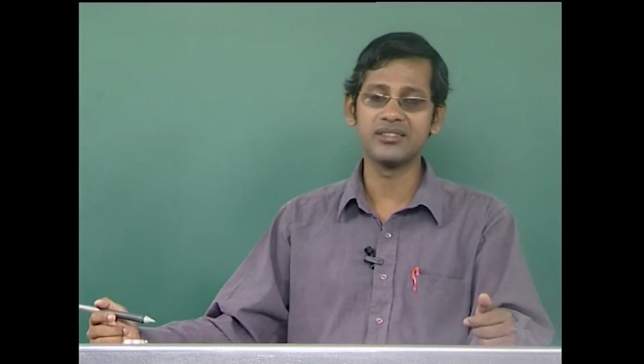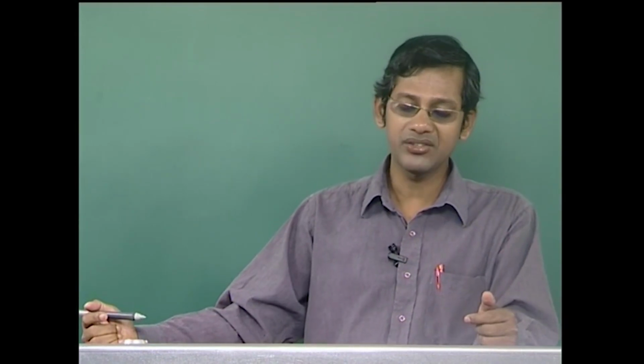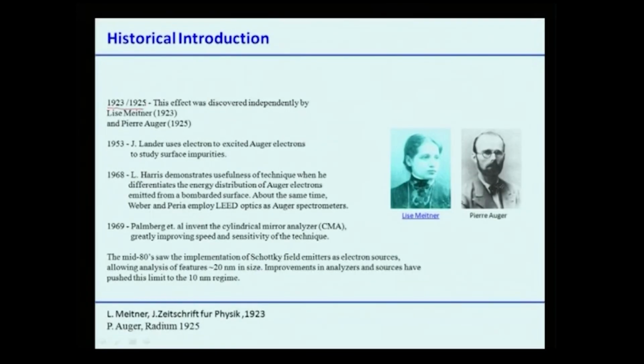To give you an idea of how the developments took place later on, let me talk in a little detail. In 1923-25, the effect was discovered independently by Meitner and Auger. Meitner published her paper in Zeitschrift für Physik, and Auger published in Journal de Physique et le Radium. Their pictures are shown here, but then there was a brief lull, nothing happened, obviously because of instrumentation problems.